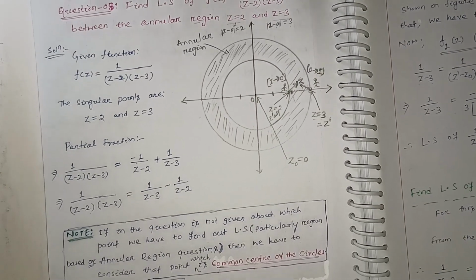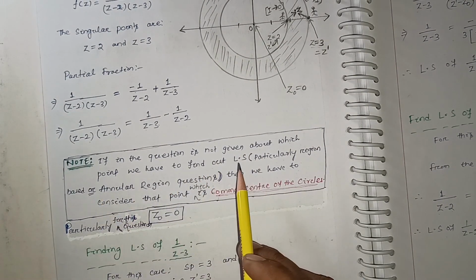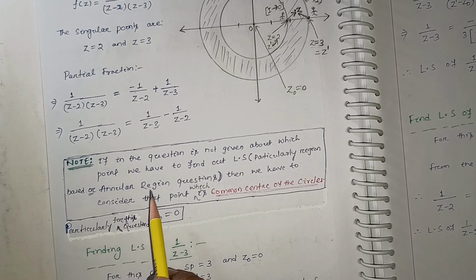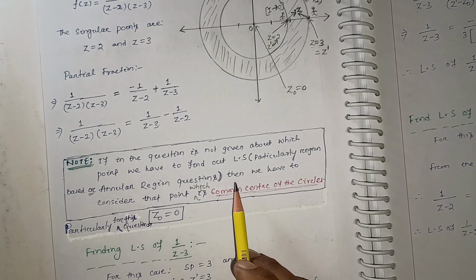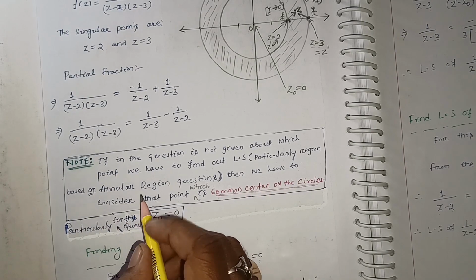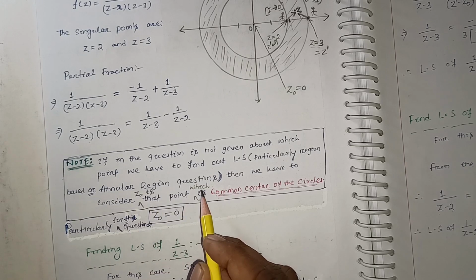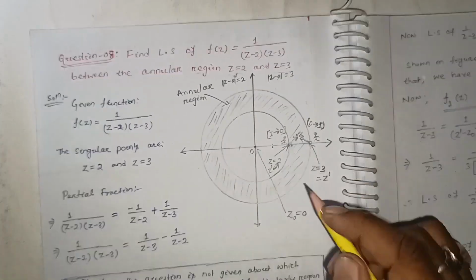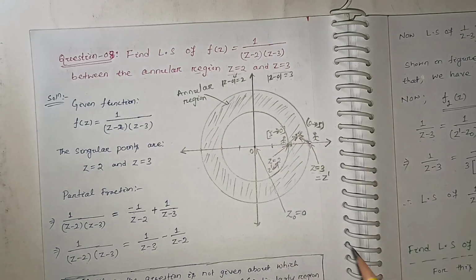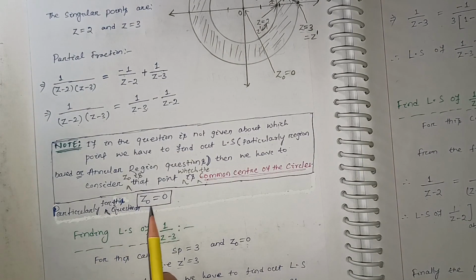So I am going to suggest to all of you that if the question does not say about which point we have to find the Laurent series, particularly in a region-based or annular-region-based question, then we have to consider z0 as that point which is the common center of the circles. So in this particular question we have two circles, and the common center is at 0. So we are going to consider z0 to be 0 for this particular question.